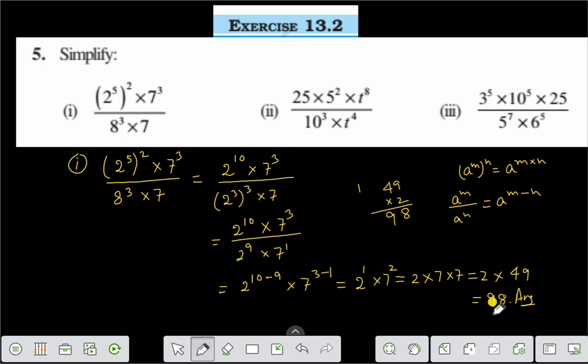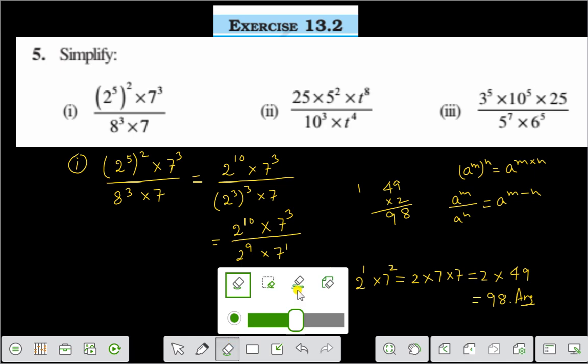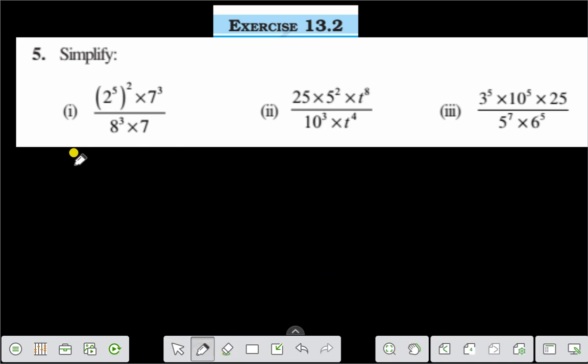Question number 2 is 25 into 5 square into t to the power 8, divided by 10 to the power 3 into t to the power 4. Right?